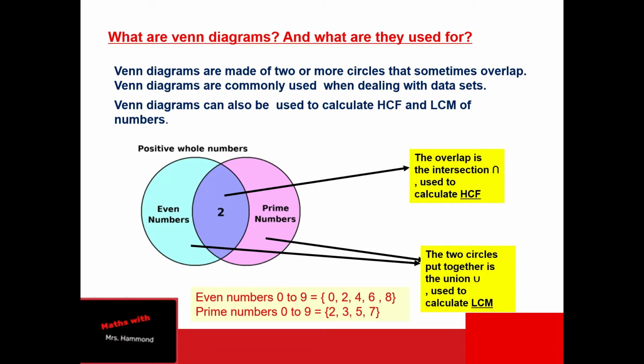So a very good example is if we've got a data set containing even numbers from 0 till 9, we have 0, 2, 4, 6, 8. Yes, 0 is regarded as an even number because every number that ends with 0 can be divided by 2 without a remainder. And of course, any number that can be divided by 2 is most definitely an even number. So prime numbers from 0 to 9, we have 2, 3, 5, 7. So the common number of the two data sets is 2. That's why we have 2 in the overlap. And the other numbers will be retained in the 2 circles without overlapping.